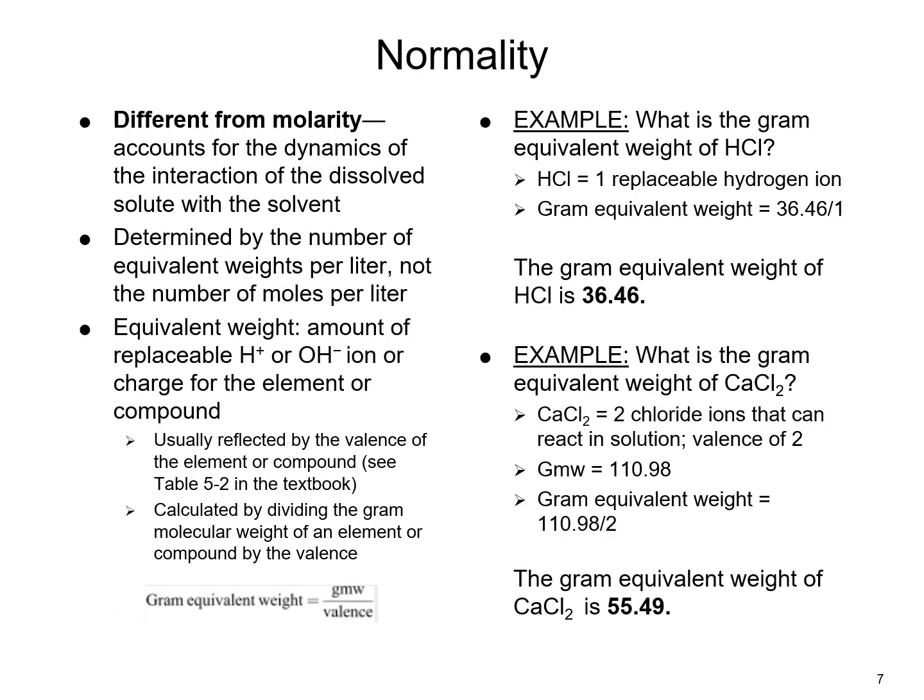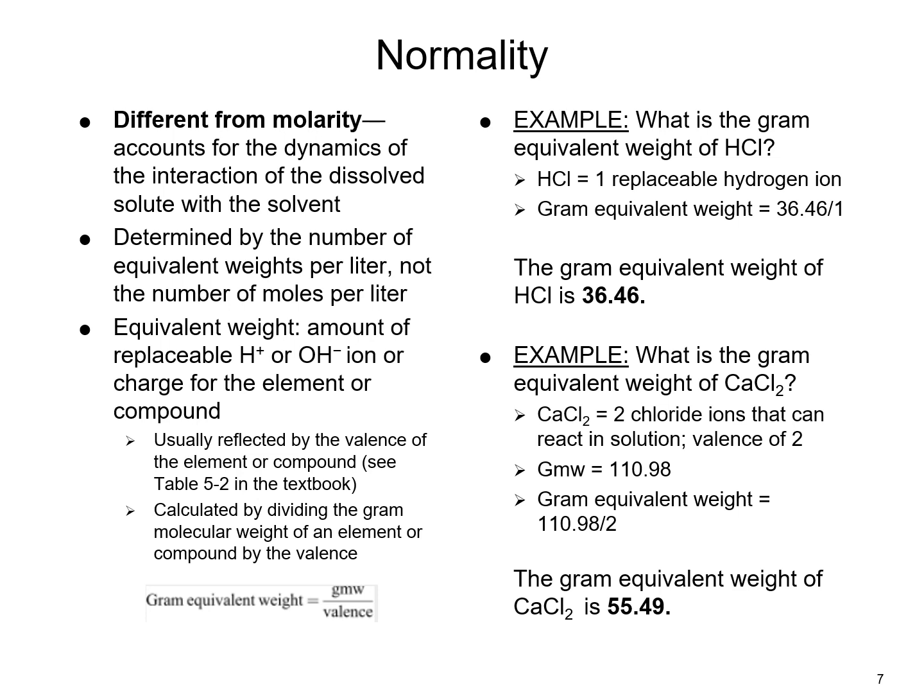Another term that we often use to quantify a solution is normality. Normality is different from molarity because it accounts for the dynamics of the interactions of the dissolved solute with that particular solvent. Normality of a solution differs from molarity because it is determined by the number of equivalent weights per liter, not just using the moles per liter.